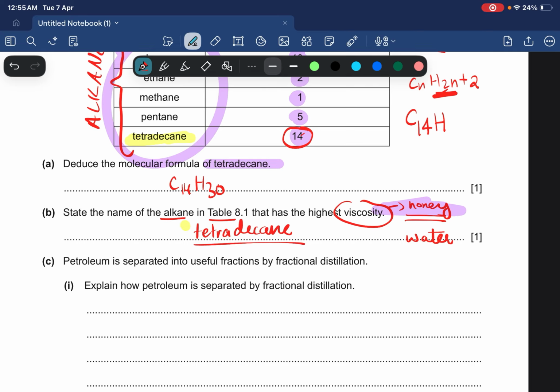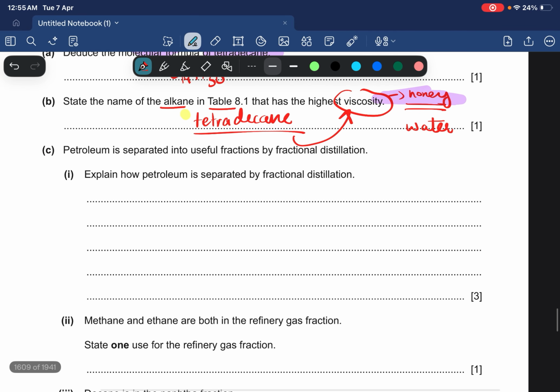Because it has the highest number of carbon atoms, and viscosity increases as the carbon length increases. Volatility decreases as the carbon length increases. But viscosity is going to increase. Flammability is going to decrease. Got it? There are things and there are differences. Got to learn. Okay.